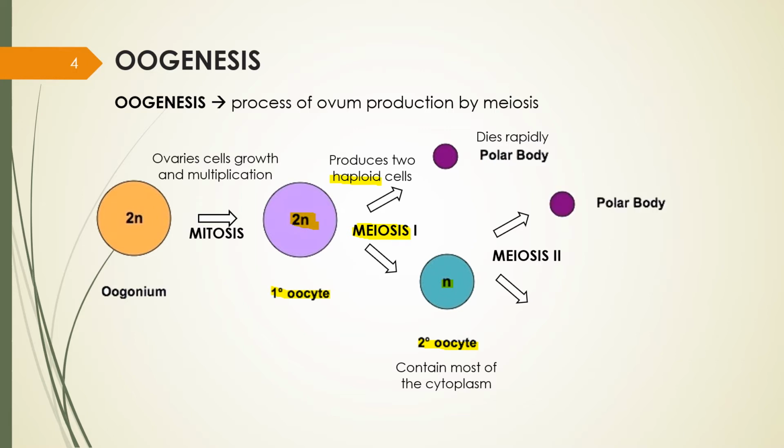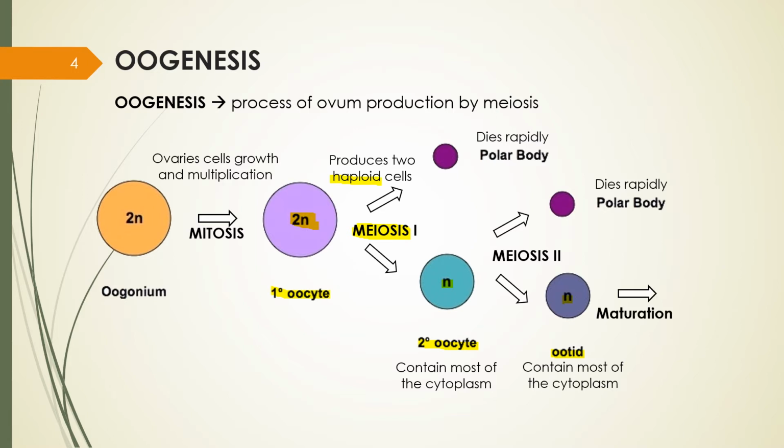Also, I produce 2 cells that are different. The polar body, that also dies rapidly, and now I call it ootid. That's also N, okay? That also contains most of the cytoplasm. And this ootid goes into maturation until it transforms into an ovum.